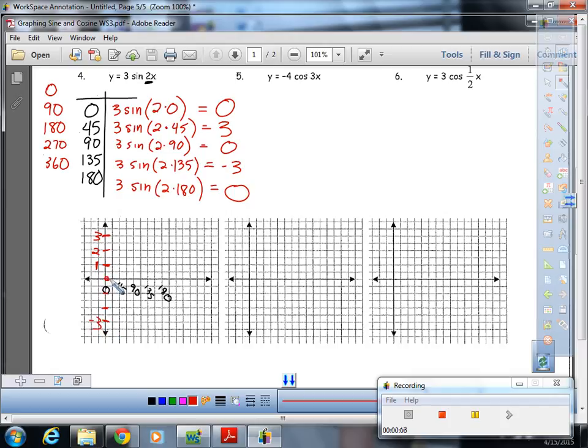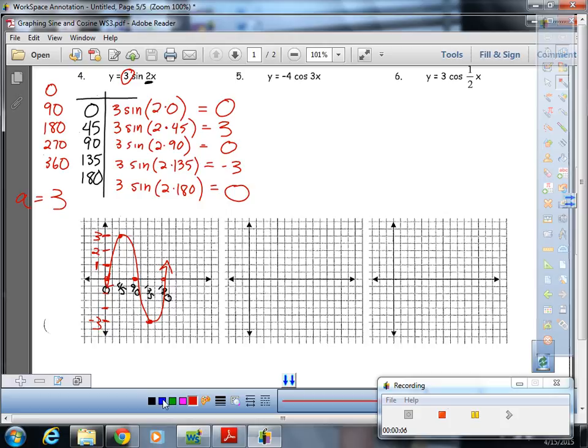Start out at 0. Go to 3. Go to 90. Negative 3. Back to 0. Okay? So, for this problem, the amplitude is still 3. 3 is still our A. And there's your typical sine graph.